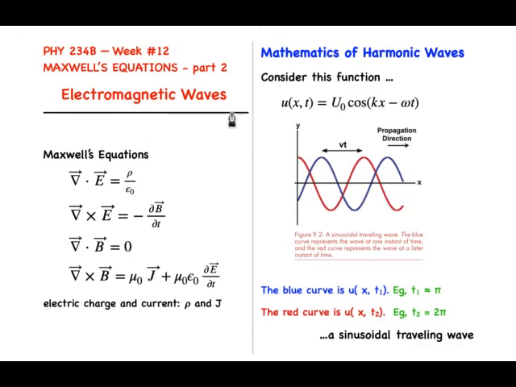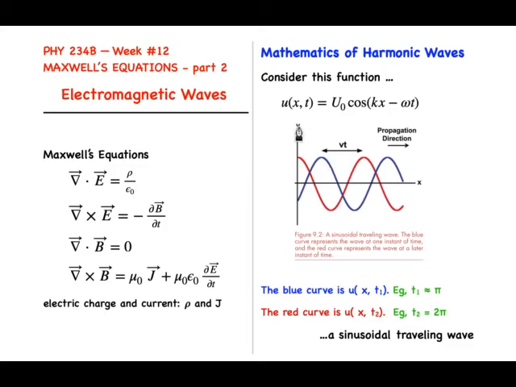Now, we'll find the solution in terms of harmonic waves. So before we go on, let's review what is meant by harmonic waves. Consider this function. U of x and t is some constant u0 cosine kx minus omega t. It's a sinusoidal function in both position and time. So, in other words, it oscillates in x and it oscillates in t.